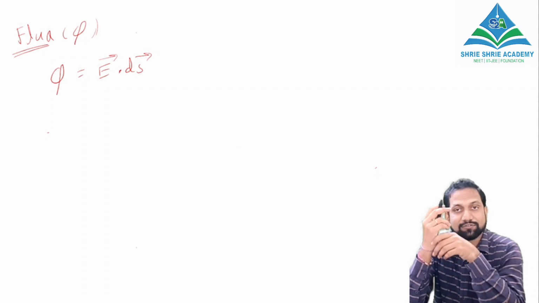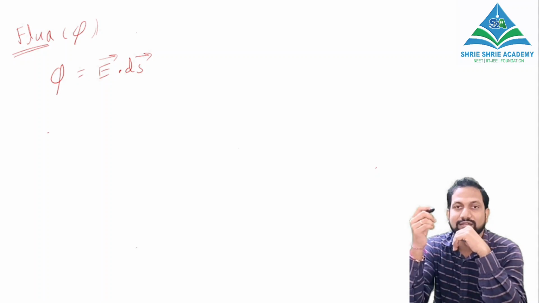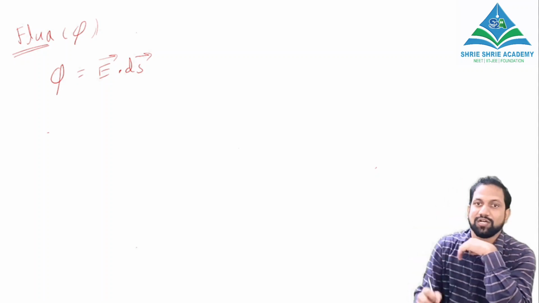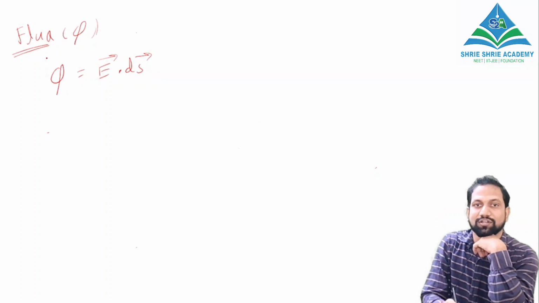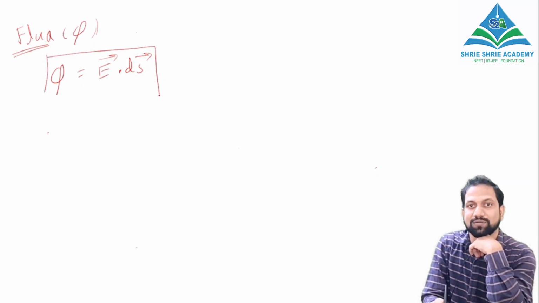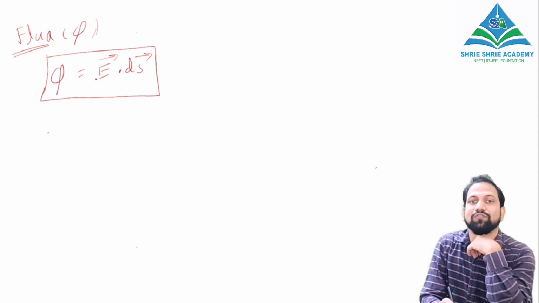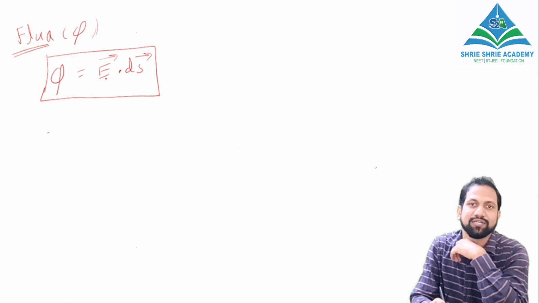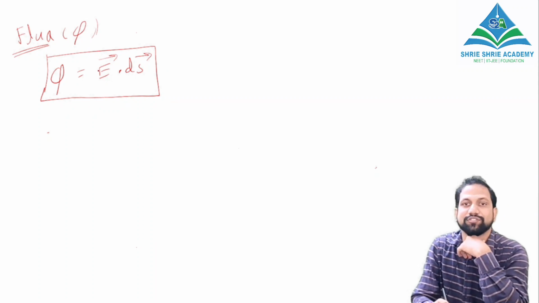So the flux will be 0 when the field is parallel, and the flux will be maximum when the field is perpendicular. So don't get confused regarding the perpendicular and parallel conditions of the flux. And what kind of quantity is it? A scalar quantity. And what about the unit? It is Newton meter square per coulomb.